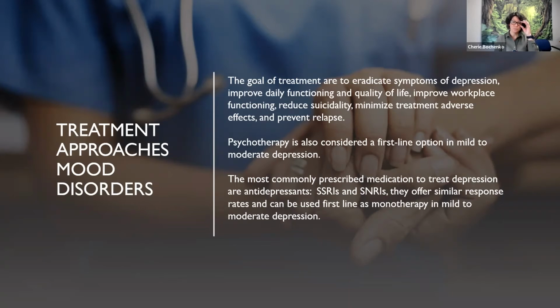It's the first line option for mild to moderate depression. When there is severe depression on board, we're probably going to be heading right toward medications initially to help stabilize that person. The most commonly prescribed medications to treat depression are antidepressants, SSRIs and SNRIs. They offer a similar response. They could be used as first line monotherapy in mild to moderate depression, but definitely you might be adding some complementary medications to manage that person's symptoms.